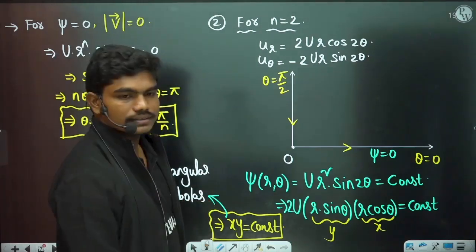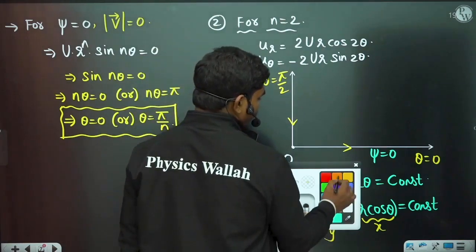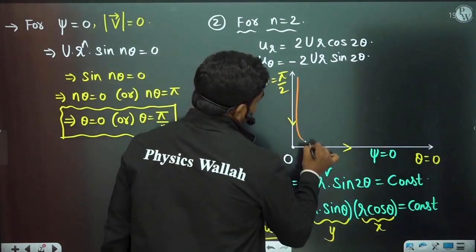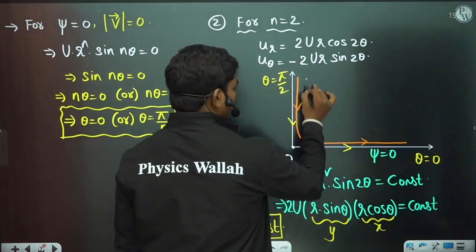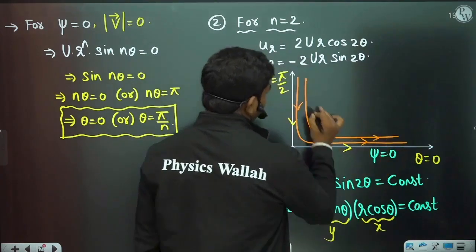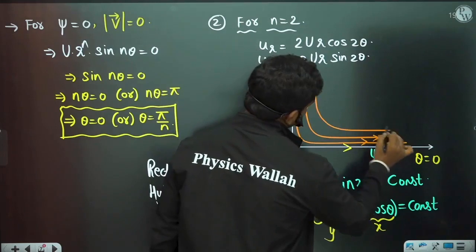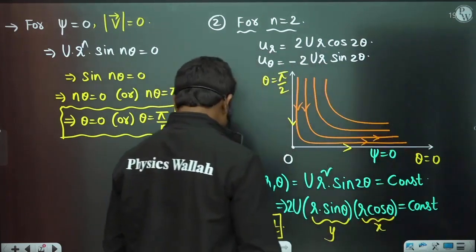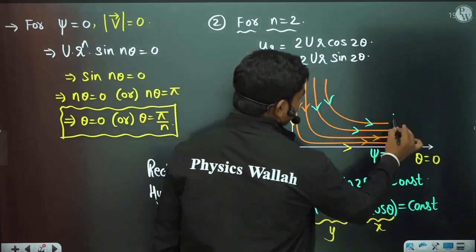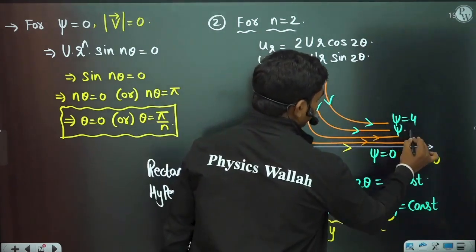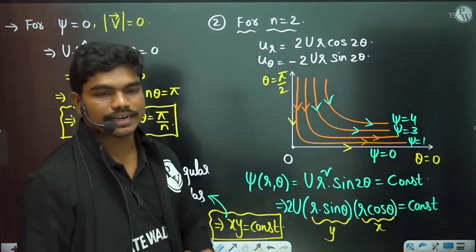Okay, so whenever they are rectangular hyperbolas, then definitely you can draw the streamlines in this way. So this is, for example, psi is equal to 1, this is psi is equal to 2. Okay, so rectangular hyperbolas, psi equal to 3, psi equal to 4, like this. So you have a lot of rectangular hyperbolas actually at this location. Maybe this is psi equal to 4, psi equal to 3, psi equal to 1, all these things. So the streamlines in this case are rectangular hyperbolas.